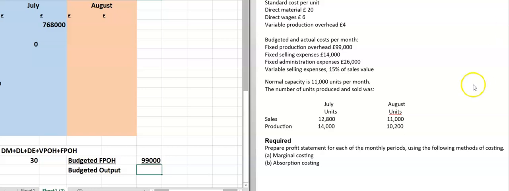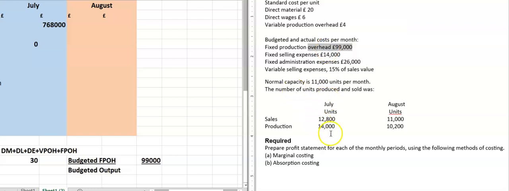So budgeted fixed production overhead is given as 99,000. Budgeted output is here. Normal capacity is 11,000 units per month. This is the budgeted output level. So it is 11,000. If you get the OAR, you get 99,000 divided by 11,000. You get 9 as the OAR. So here with this 30, you have to add the fixed production overhead as 9. So the cost will be 39 pounds.